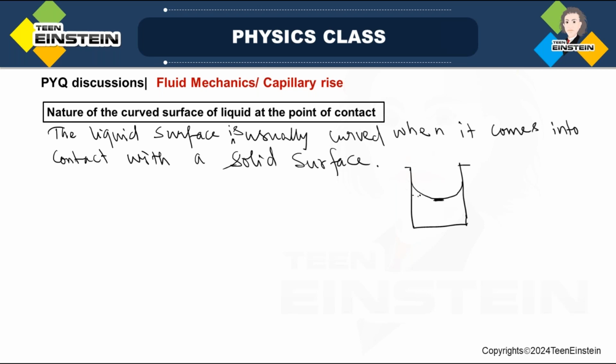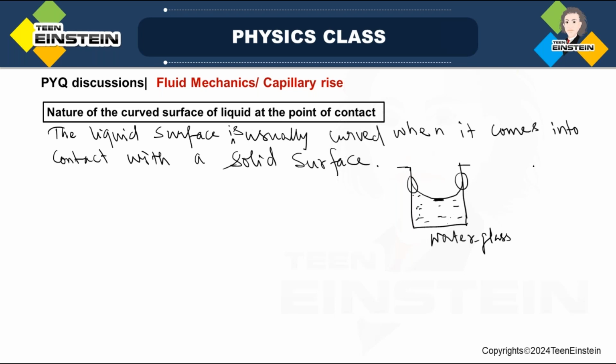So you'll see, if this is water and this beaker is made of glass, there is a bending at this particular contact, okay. So this is the curved surface, look at that. So this is the water inside, the water-glass.